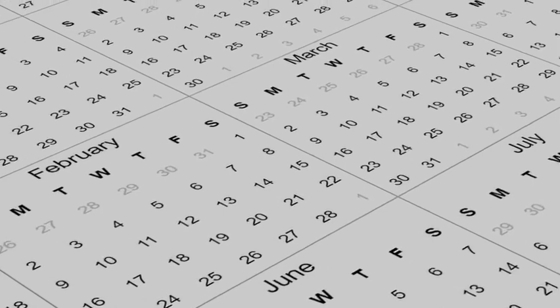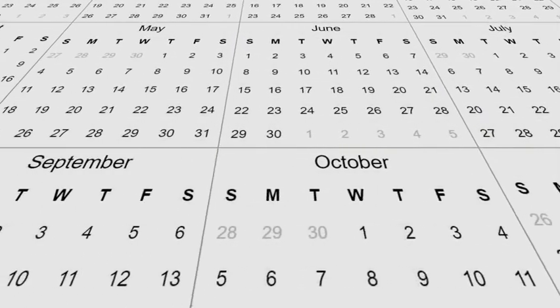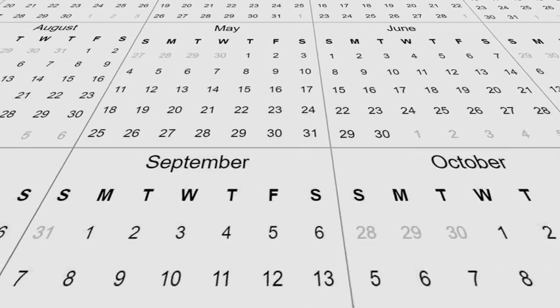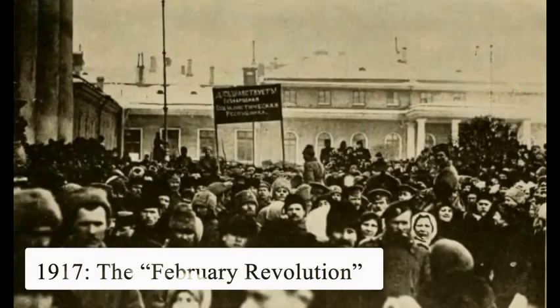Sometimes you'll see those dates listed as OS, which means old style, as compared to NS, which means new style, although new style dates are usually just listed without the NS designation because that's how we do it now. Hence, this event is called the February Revolution.